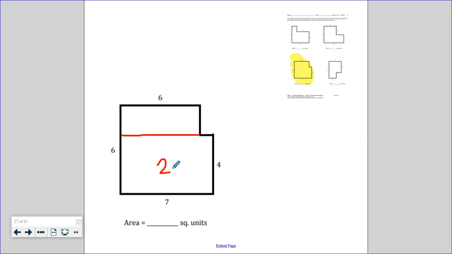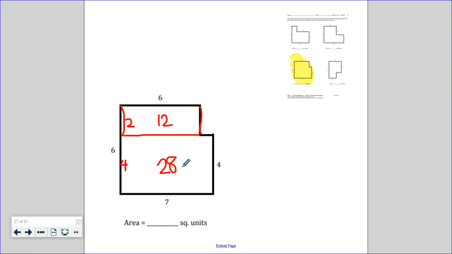So 7 times 4 is 28. Now this rectangle, what I'm focusing on now, is 6 by something. I don't know what this is, though. I know this and this are going to be the same. I know this is 4, so this must be 4. So 4 plus this part right here has to add up to 6. 4 plus what makes 6? 2. So 6 times 2 is 12, so the area of this one is 12.